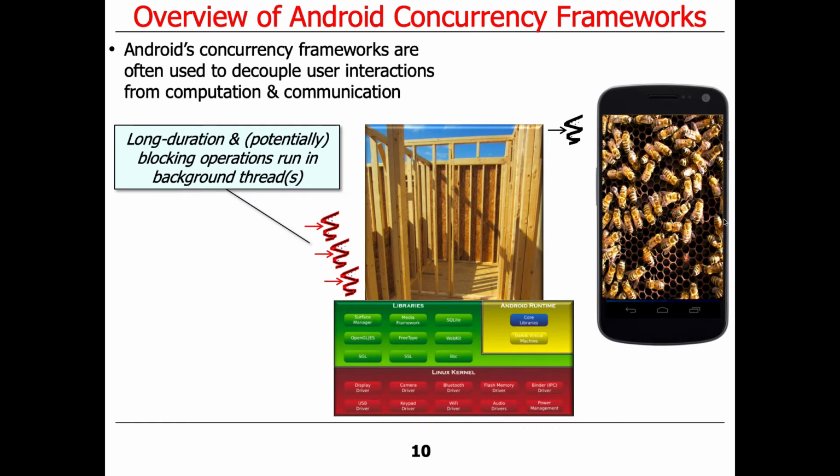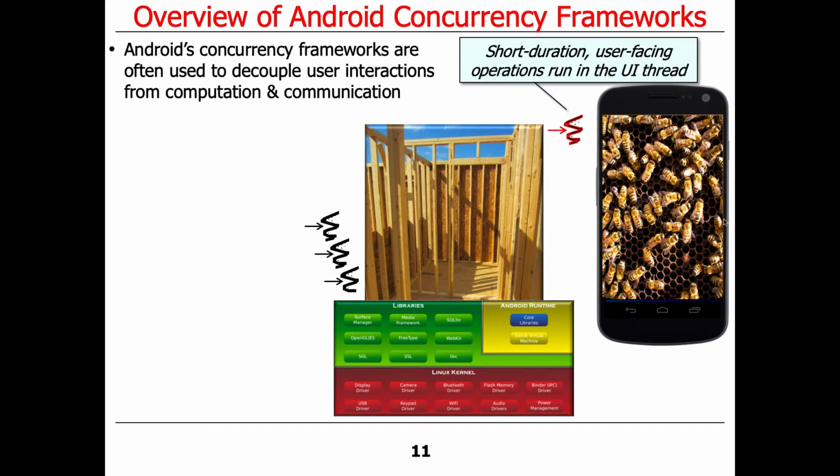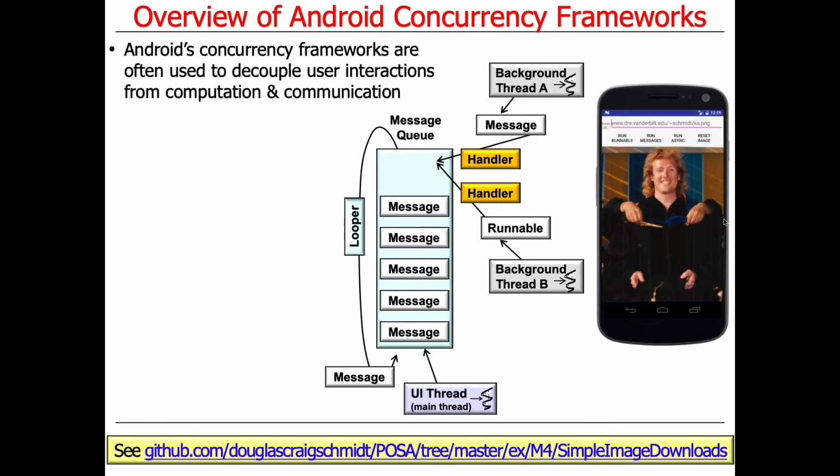In general, the idea here with both of these frameworks is to decouple the user interface interactions, which always have to go through that one thread, from other computations and communications that may take place in background threads. So the basic idea is that you have long duration, potentially blocking operations running in the background thread or threads. And that's either done for you in the AsyncTask framework or you do it yourself if you're using the hammer framework. And then short duration user-facing operations can run in the user interface thread, of which there's only one. So that's basically what we're doing. We're decoupling the user interface operations from background operations, and they can run in different places.